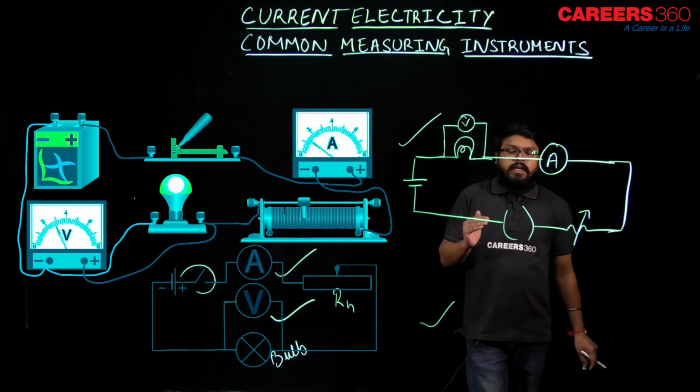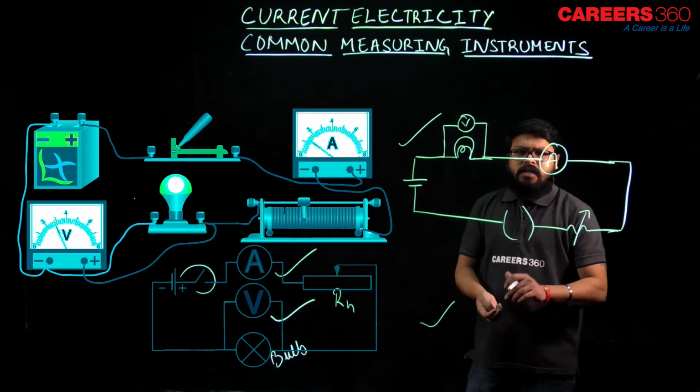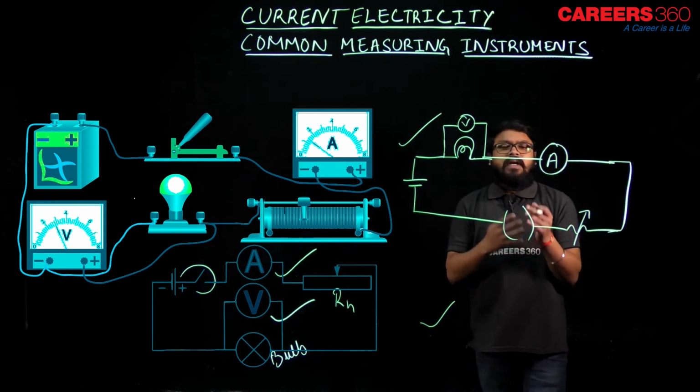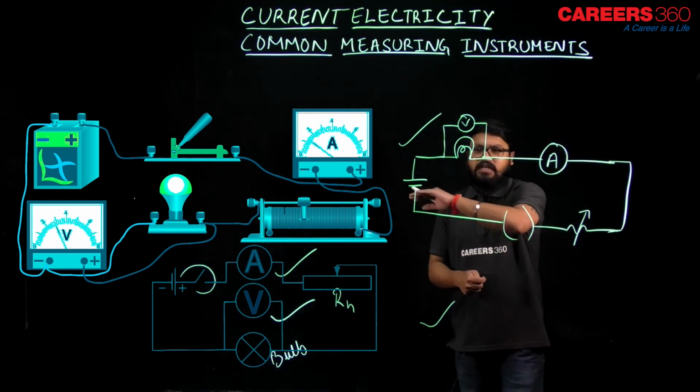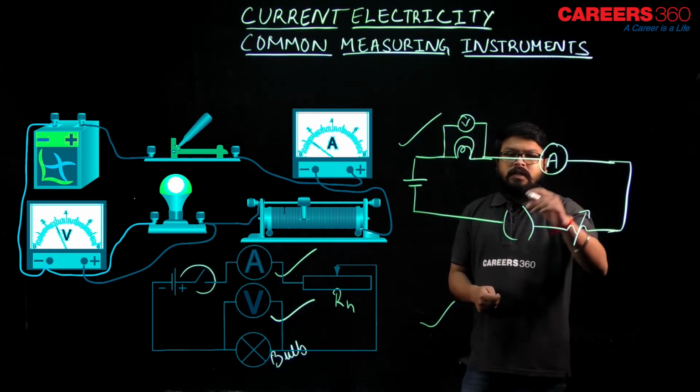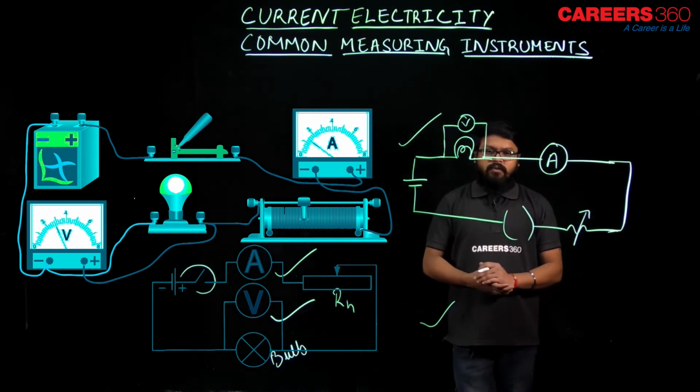And current is the same in series. Current is the same in series, that is along the wire or the circuit. That's why the ammeter is used in series. So whatever the current flowing in the circuit, if we keep the ammeter also in series, then we can measure the amount of current flowing in the circuit.